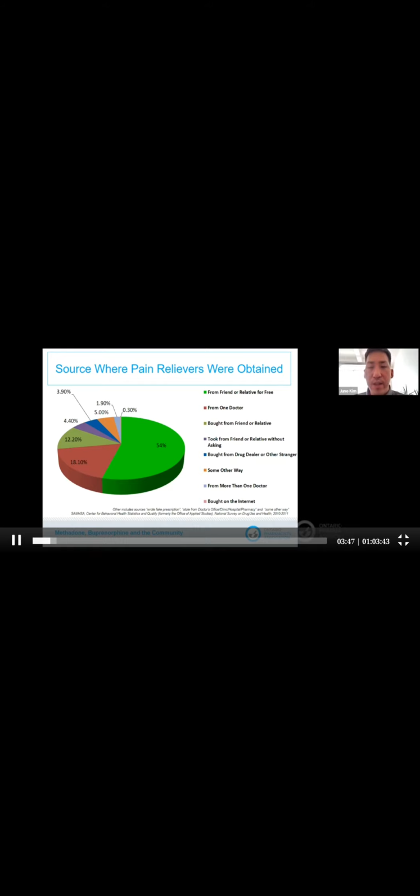And then if you look at another section, 4.4%, says that that percent is taking from a friend or relative without asking. So again, if you combine all these sections up, you could see that over 70% of people are obtaining their opioids and pain relievers from friends or relatives. Again, may not be what you think. If you look at people obtaining them, maybe possibly purchasing from other people that they don't know from the street or double doctoring, that's not the most common way that people are obtaining their opioids.